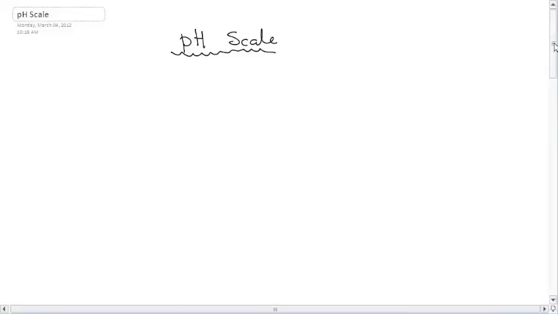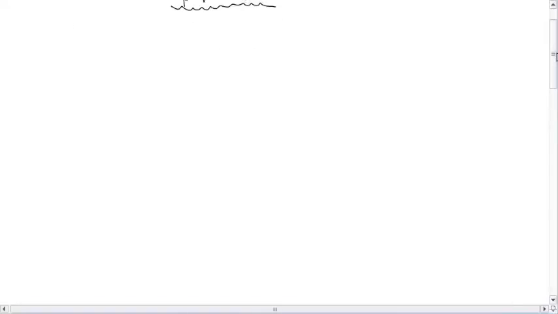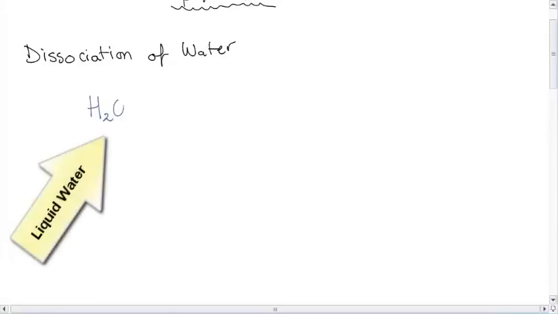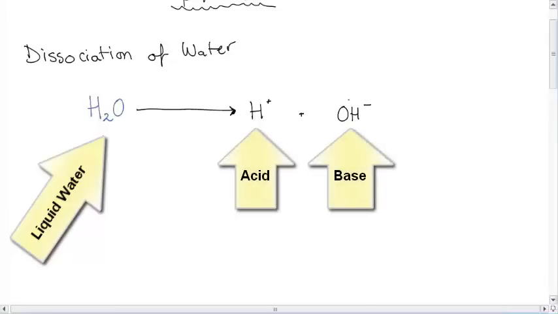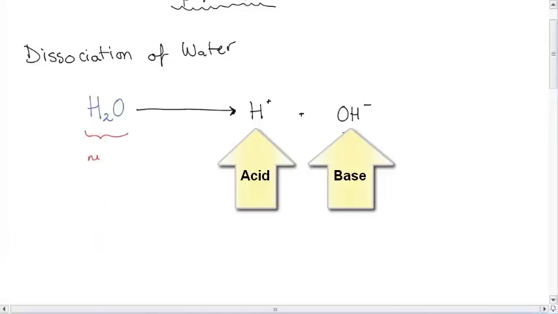So before we talk about how we measure the acidity or basicity of a substance, I'm going to talk to you about something called dissociation of water. So water, H2O, can be broken down into two ions. It can become H+ plus OH-, which is a little confusing because you ask yourself, well, is it an acid or is it a base? Because H+ means it's an acid, but OH- means it's a base. Well, it's neither. Water is neutral.